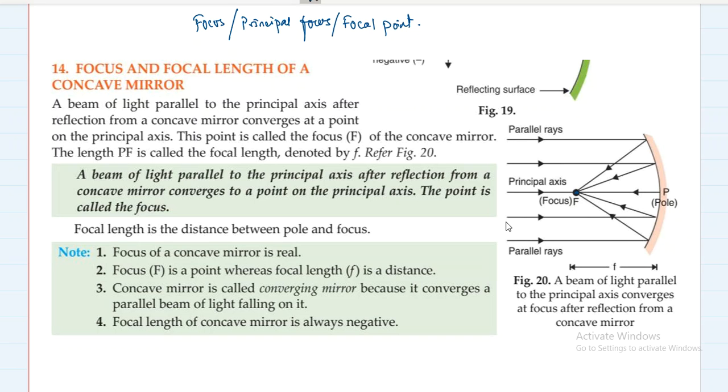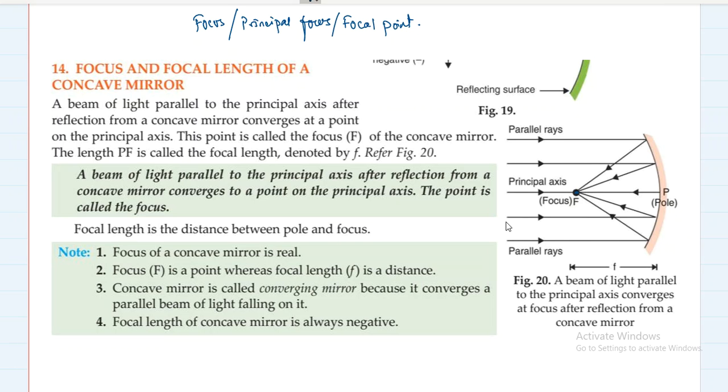What is happening? The rays of light are incident parallel to the principal axis. They strike the concave mirror, they converge, and they meet at a point on the principal axis, which is known as the focus of the concave mirror. So you can frame this definition in whichever way you like, but you do not miss out on any single fact which is happening. Rays of light incident parallel to the principal axis on a concave mirror converge and meet at a point after reflection. This point is known as principal focus or focal point of a concave mirror.